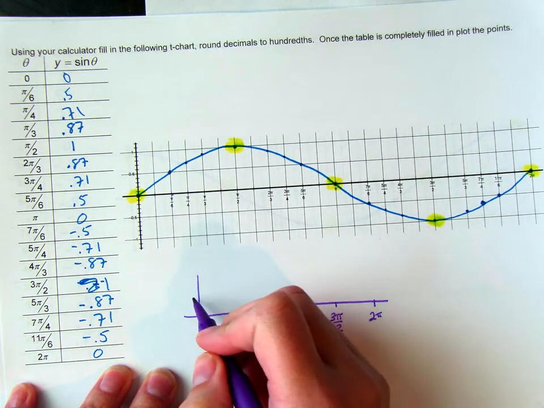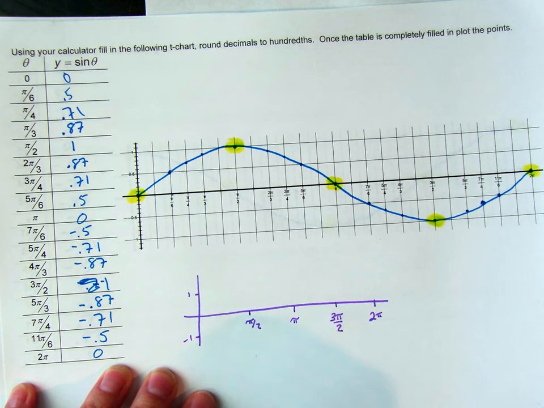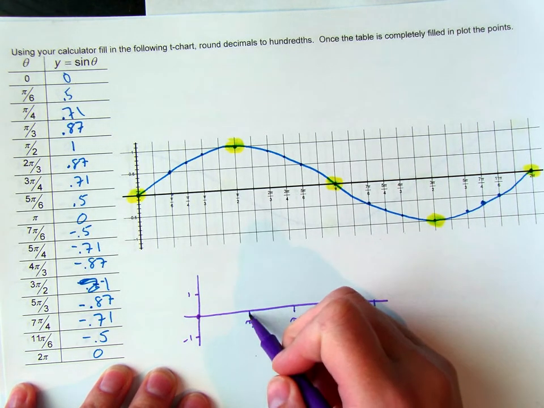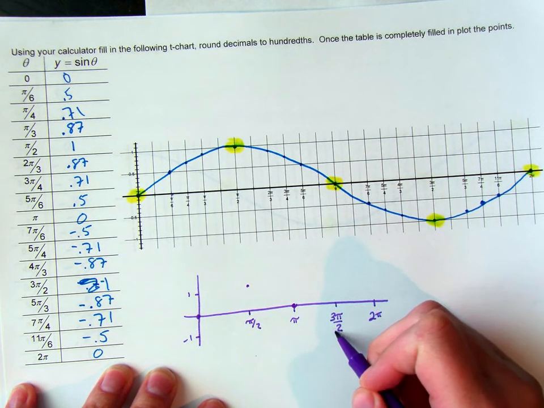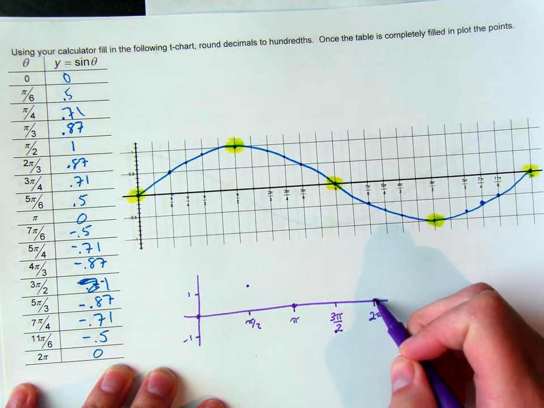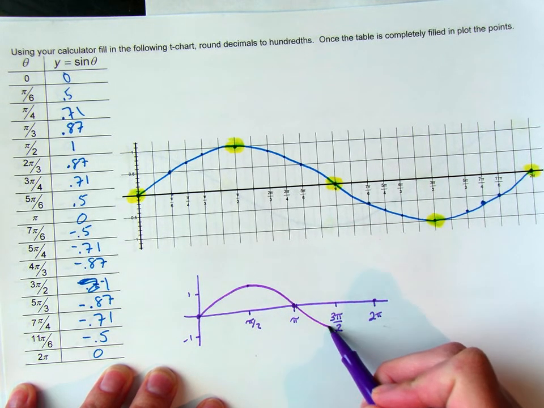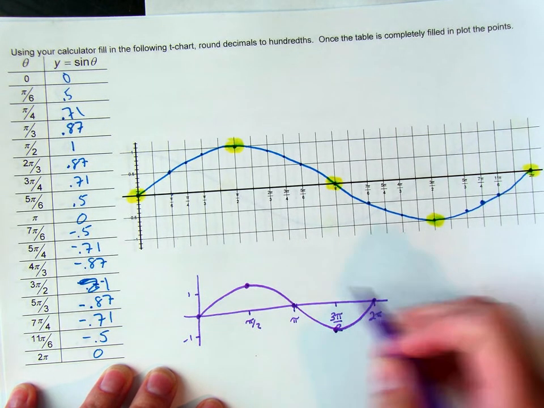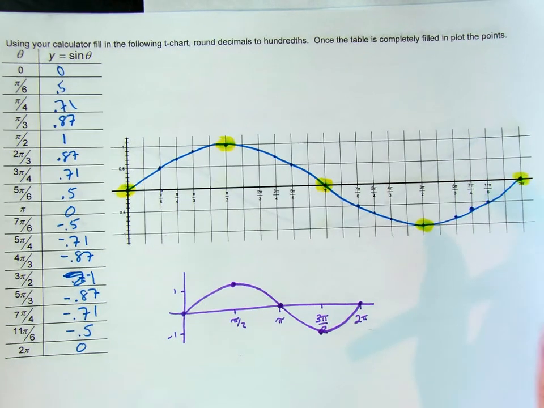And then I can put in positive 1 and negative 1 on the y-axis, and then I can go ahead and plot my important points. So (0, 0), (pi over 2, 1), (pi, 0), (3 pi over 2, negative 1), (2 pi, 0). And then I connect my dots in a curve. If you make any dots invisible when you're making your line, go back and make them big again. That is our graph of sine.